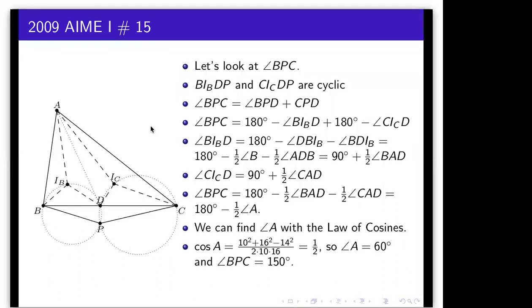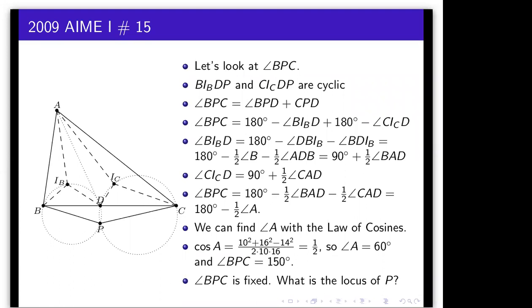So cosine A is 10 squared plus 16 squared minus 14 squared over 2 times 10 times 16. This comes out to 1/2, and that means that angle A is 60. And if we plug in our relation for BPC, we get BPC is 150 degrees. So BPC is always going to be 150 degrees no matter where D is on BC.